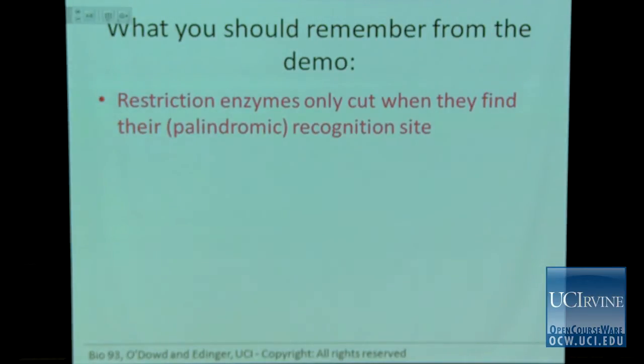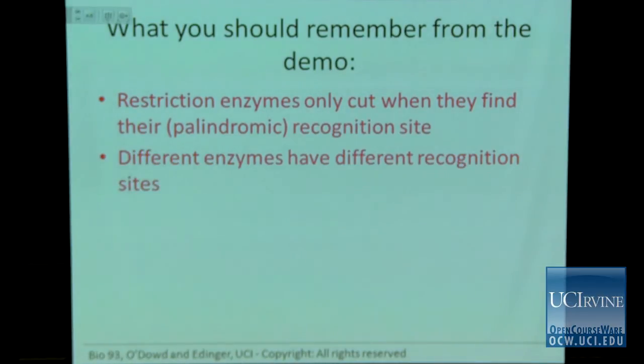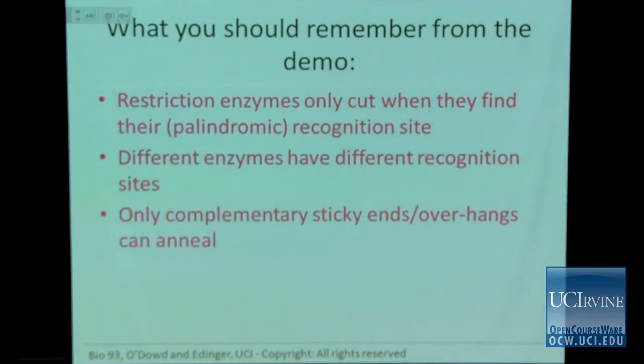So these are some of the points I want you to remember from this demonstration when you're thinking about problems. Restriction enzymes only cut when they find their palindromic recognition site. So both EcoRI and BamHI knew exactly where to cut. They didn't try to cut each other's sites. They knew this is my spot and I will cut here, and they cut it in a very specific way. So the different enzymes have different recognition sites.